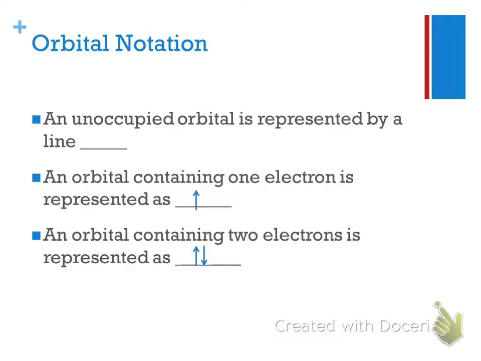How many individual electrons can an orbital hold? Only two, right? Only two. So every time we draw an orbital, it can hold a maximum of 2 electrons.